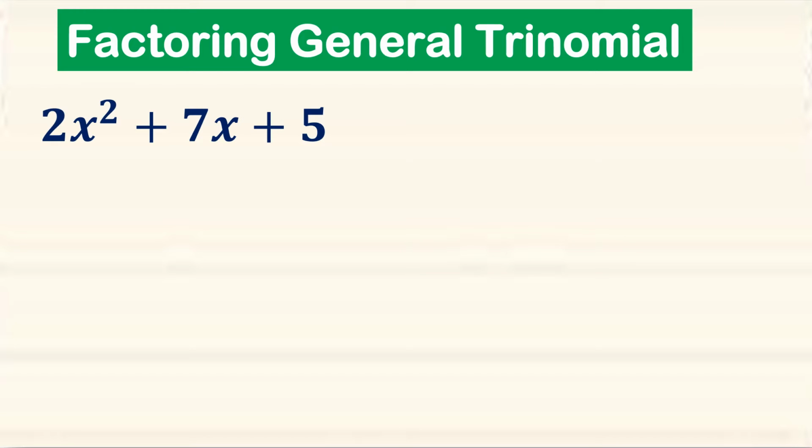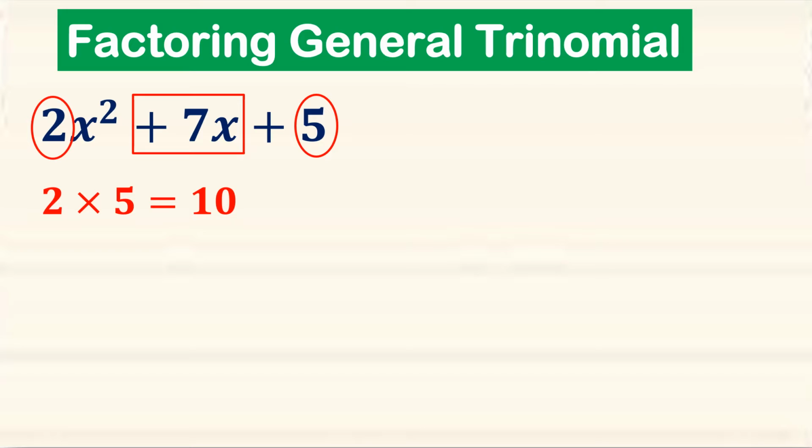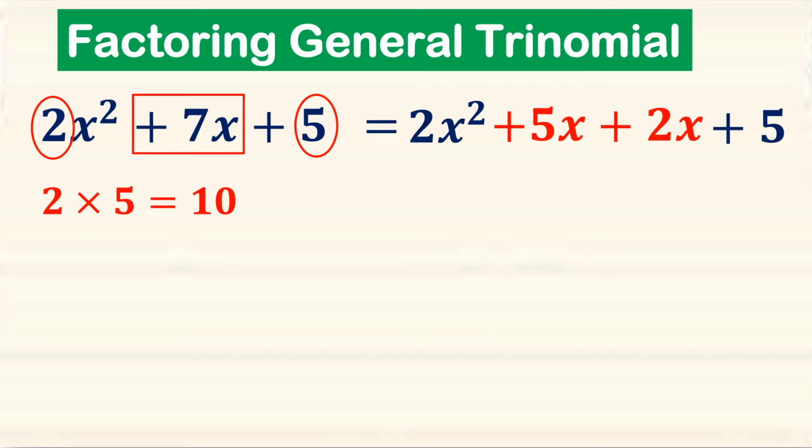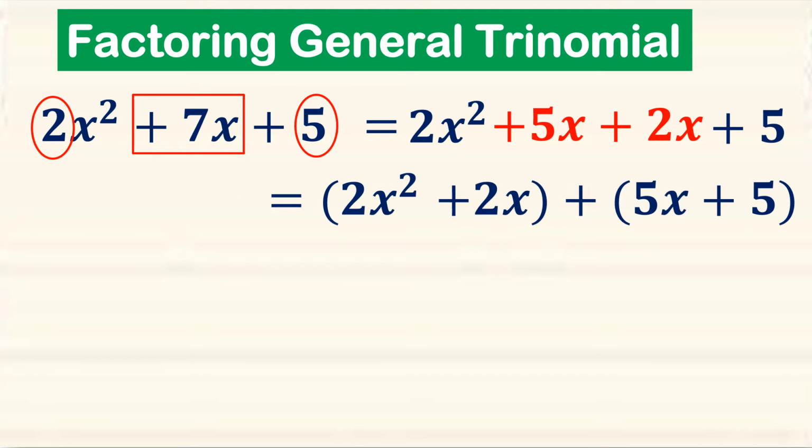If we have 2x squared plus 7x plus 5, first we are going to multiply 2 times 5, which is equal to 10. And taking a look at your 7x, we think of numbers that when we add, it is equal to 7, and when we multiply, it is equal to 10. So we have 5 and 2. So we have 5x plus 2x. Then we write down the remaining given, which is 2x squared plus 5. And then we are going to group them. So 2x squared plus 2x plus 5x plus 5.